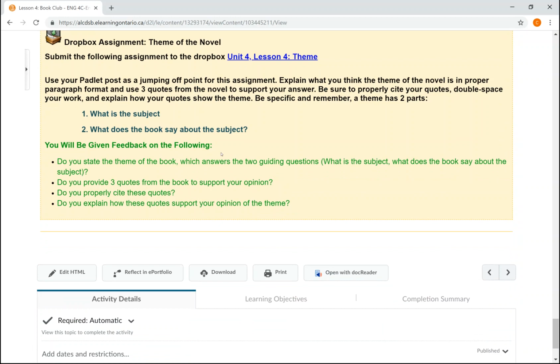You will be given feedback on the following. Do you state the theme of the book, which answers the 2 guiding questions? Do you provide 3 quotes from the book to support your opinion? Do you properly cite these quotes? Do you explain how these quotes support your opinion of the theme?